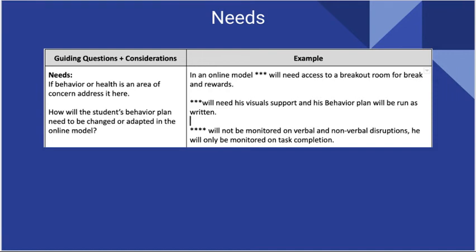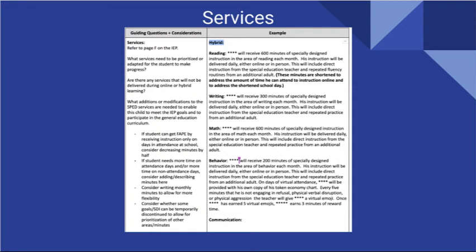Some things to think about are how associate support might look different, changes to any of the goals that you might need to make, or changes to instruction that may occur. In the services section of the individual learning plan, we are asking ourselves what changes and services will occur during the hybrid and virtual models. You'll want to describe when instruction will occur and for how long in each of these models.